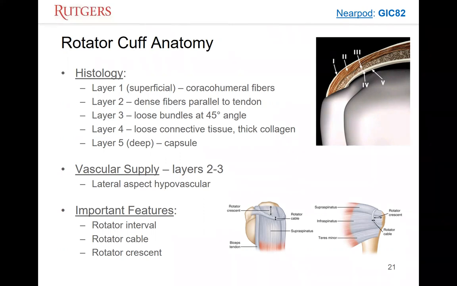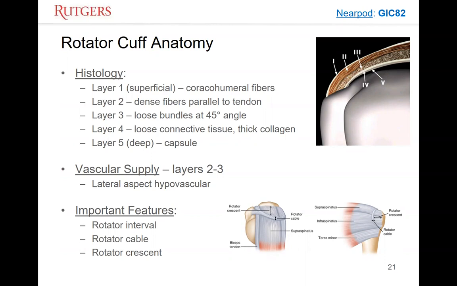There's 5 layers of the tendon, with the bursal sided layers being 2 times stronger than the articular sided layers, helping to explain why most of the tears we see start out articular sided. The vascular supply comes from the subscapular, suprascapular, and humeral circumflex arteries and lies primarily within the second and third layers, primarily on the bursal side.